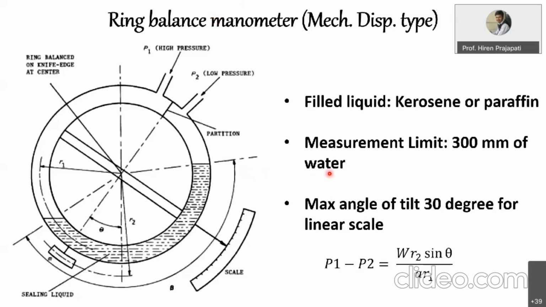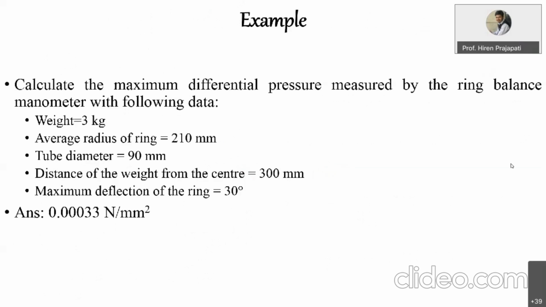Okay, so to understand this, let us solve one simple problem. Calculate the maximum differential pressure measured by a ring balance manometer with the following data. This is the specification of the ring balance manometer. This much weight is suspended, then the average radius of the ring, your R1, is 210 mm. Tube diameter small d is 90 mm. Based on that you can calculate small a.